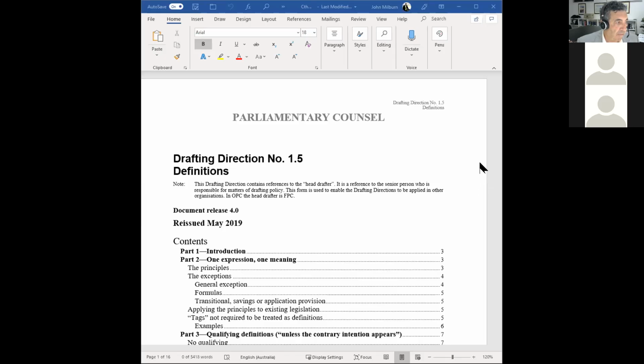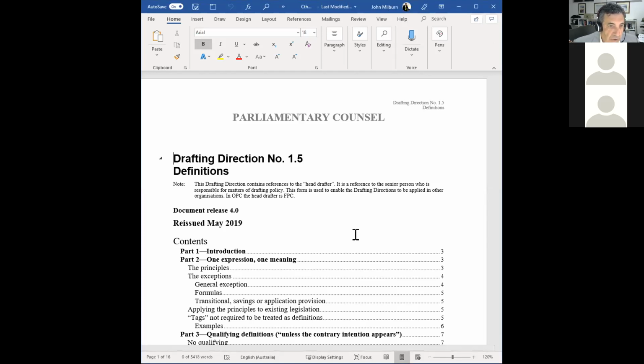The other one that you might consider in this series is 1.5, and that deals with drafting directions. Again, I'll share the screen and you should now see drafting direction 1.5, updated in May 2019. So this particular drafting direction deals with the form of definitions. From a drafting perspective, definitions are always a useful tool. Why?